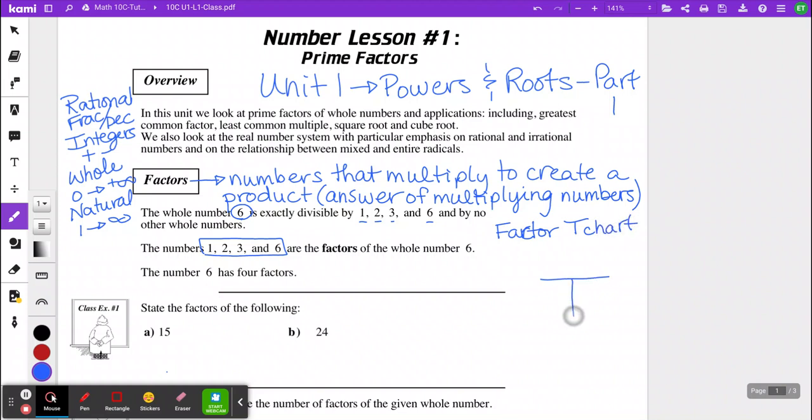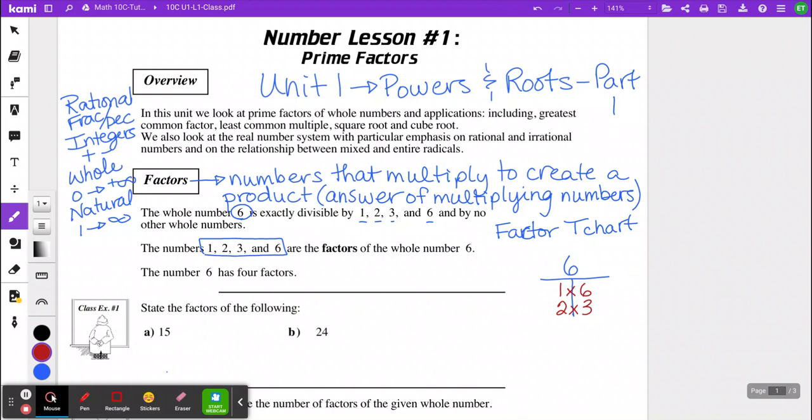So we create a T, we put the number 6 on top, and now what we do is we find the numbers that multiply to give us a 6. Well, we always start with 1. 1 times the number itself, 1 times 6, and the next one will be 2 times 3. All 4 numbers are the factors. If there's any repeats, when we list our factors, we only list the repeated numbers once.